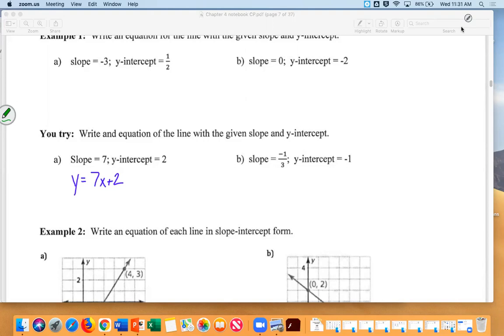So look how Louis replaced M and B with 7 and 2. I see that, all right. Okay, so you're going to start out with y equals, what's your slope? -1/3, so negative 1/3 x. And what's your y-intercept? Plus -1. I'm just actually going to make it even easier: -1. That's what it said.